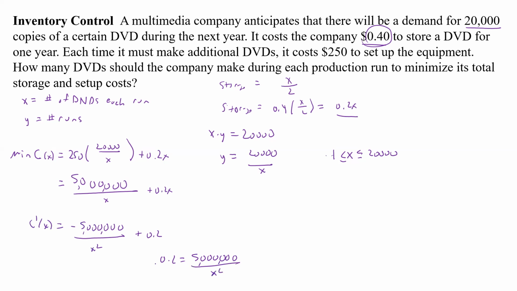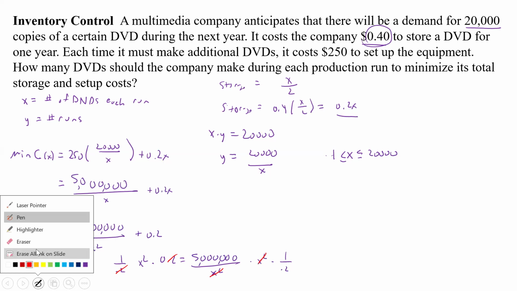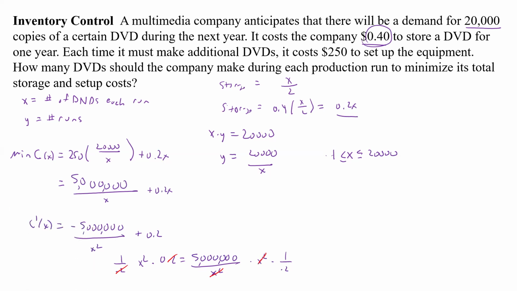So now we're going to do like we've done before. I'm going to multiply both sides by x squared, and then we're going to divide by the 0.2, or multiply by 1 over 0.2. And then what happens is that cancels that, that cancels that. And so when we go back to this, we get x squared is equal to what?